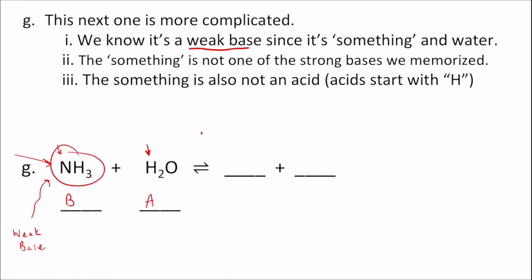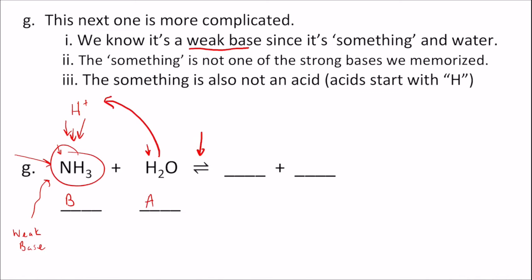We also know that it's weak because of the double-headed arrow here. Okay. All right. So we're in the Bronsted-Lowry definition. And if this is the base, we know that it's going to accept an H plus, right? So this is going to get that H plus. Where is it going to get it from? It's going to get it from the H2O because the H2O is going to donate an H plus, right?